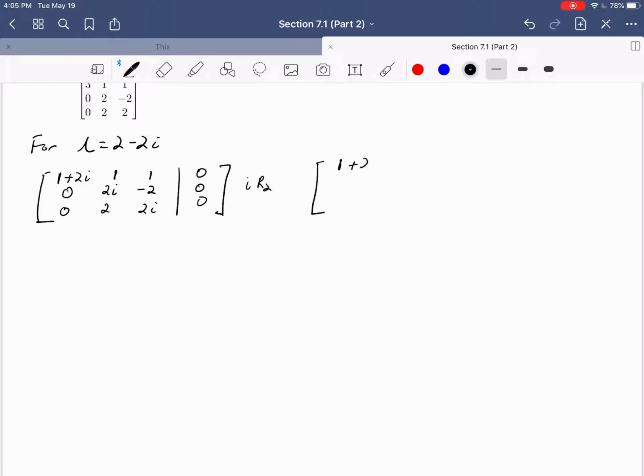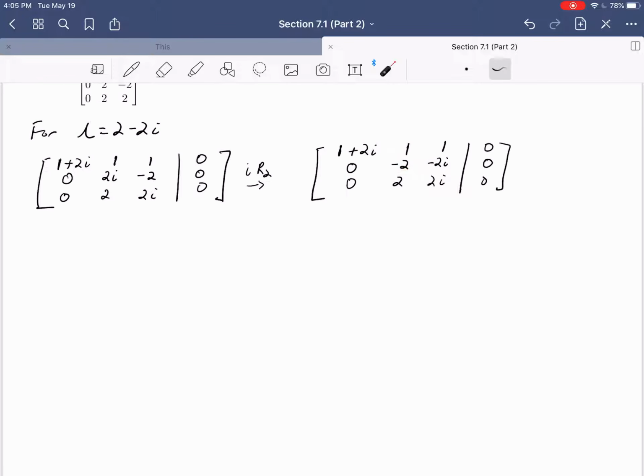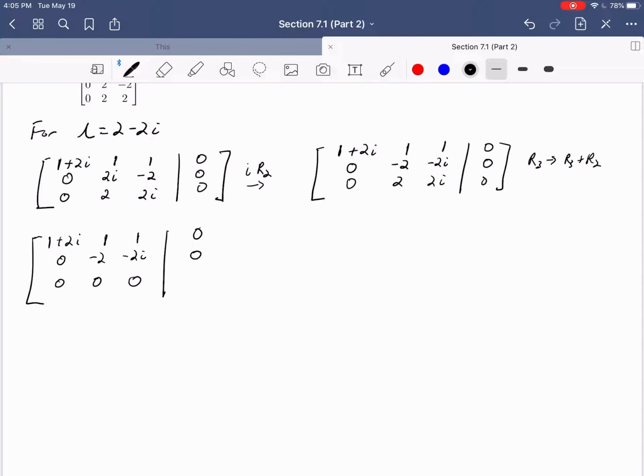So we'll get 1 plus 2i, 1, 1, 0, and then we'll get 0. When we multiply that by i, we're going to get negative 2, and then negative 2i, 0, 0, 2, 2i, 0. And again, remember, that's just because we know that i squared, which is what we're going to get there, is really negative 1, so that's where we're getting that negative 2. Now we can see very easily that we can replace row 3 with row 3 plus row 2. And we should get 1 plus 2i, 1, 1, 0, 0, negative 2i, 0, and then 0, 0, 0, 0.